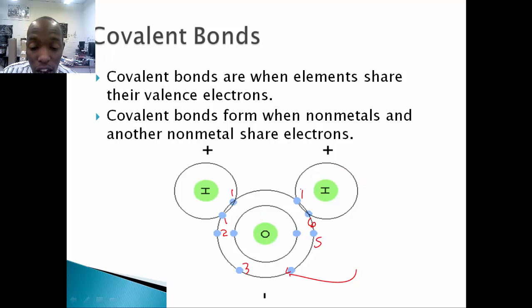Because there are 2 hydrogen with 1 valence electron each, if oxygen shares its electrons and they share back, oxygen now has a total of 8. Remember, if you have 1 orbit, you complete yourself with 2. If you have more than 1 orbit, you complete yourself with 8. Oxygen now has 8 valence electrons. Covalent happens when a nonmetal and a nonmetal share electrons.